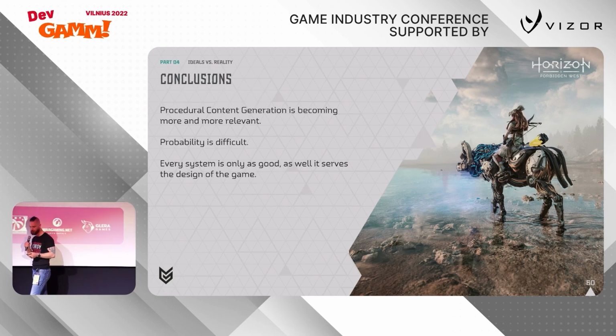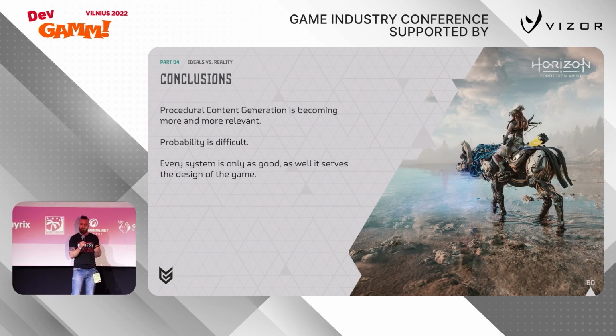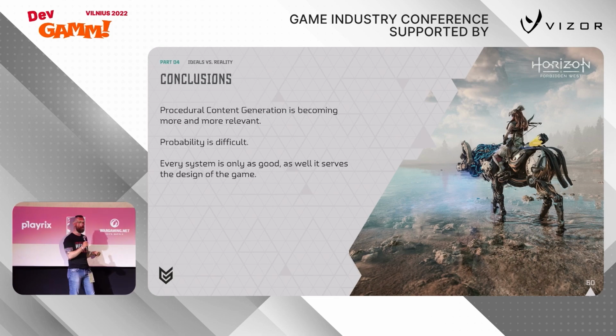And finally, working with procedural content generation systems in both Horizon Zero Dawn and Horizon Forbidden West reminded us about one of the hardest to swallow pills of game development. Every system is only as good as it serves the design of the game. To create the best product possible, you can't be afraid to change your assumptions, go back to the drawing board, or even scrap already created systems entirely.